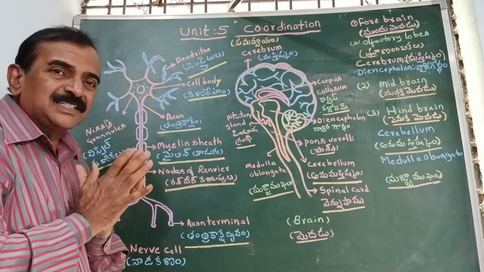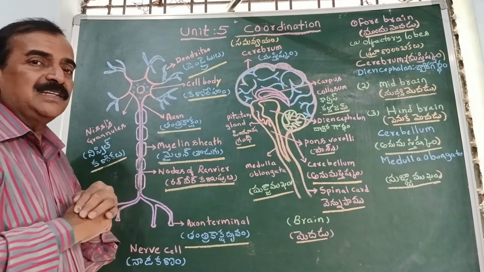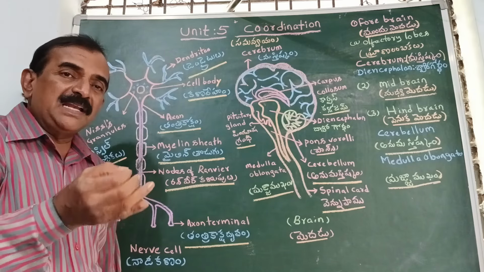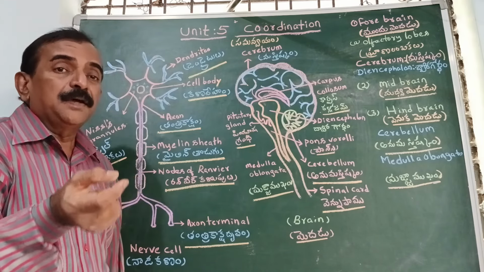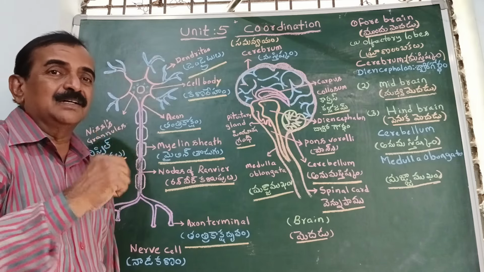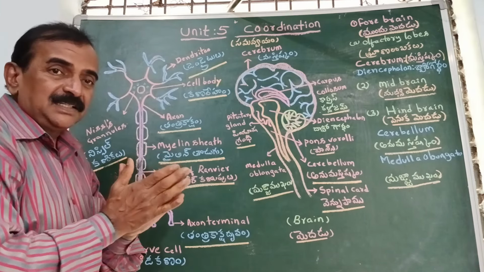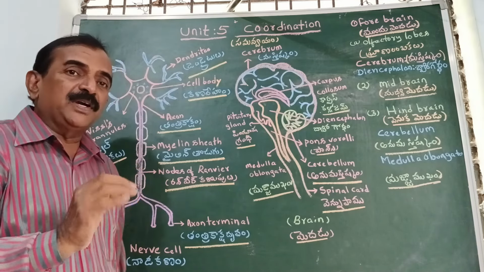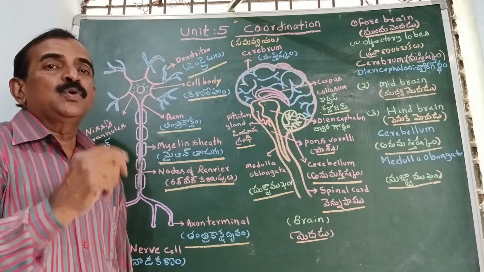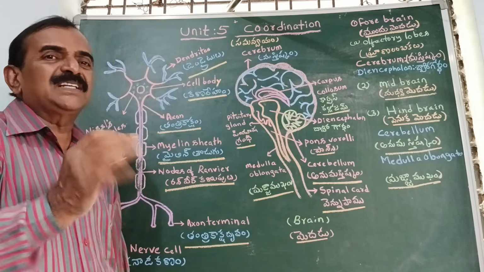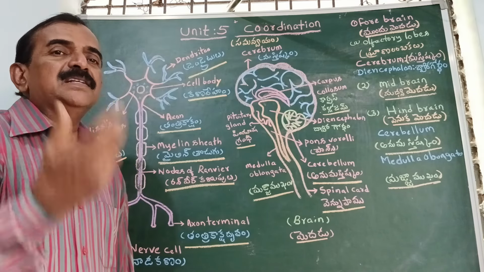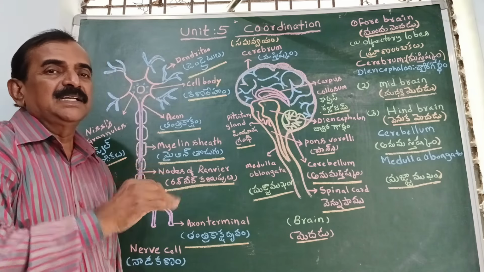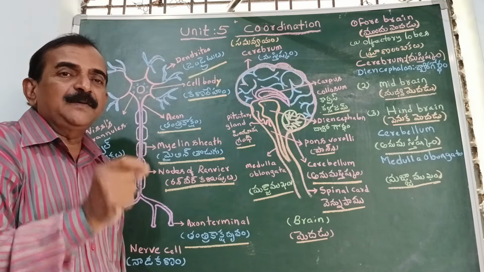All nerve cells do not possess this myelin sheath. If a nerve cell has a myelin sheath, it is called a myelinated nerve cell. If the myelin sheath is not present, it is called a non-myelinated nerve cell. So our nervous system consists of two types of nerve cells: some have the myelin sheath and are called myelinated nerve cells, and some do not and are called non-myelinated nerve cells.